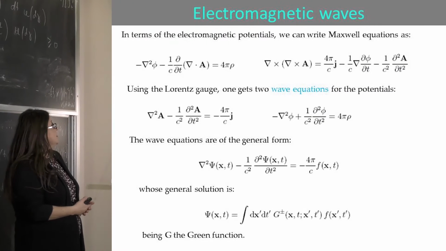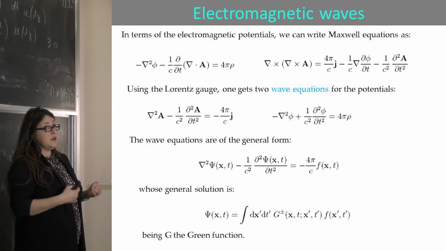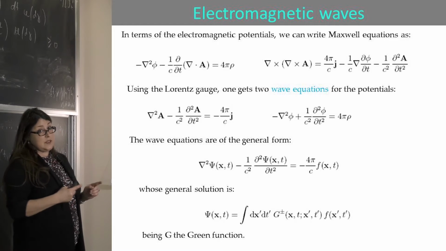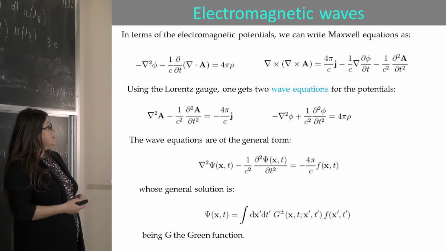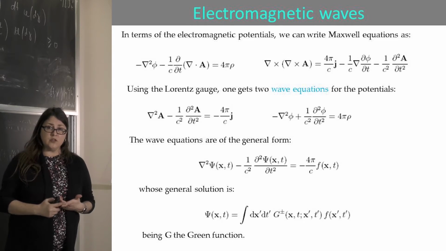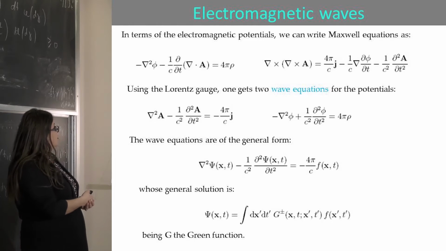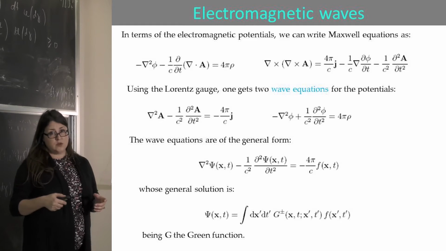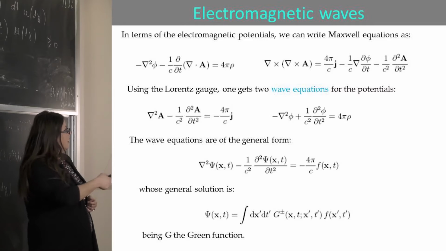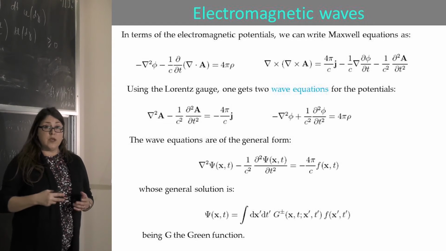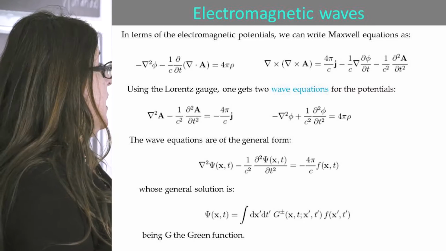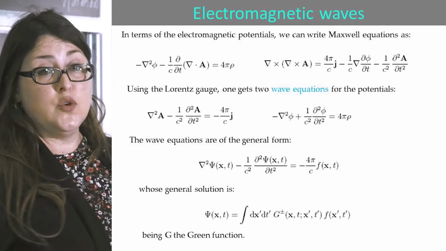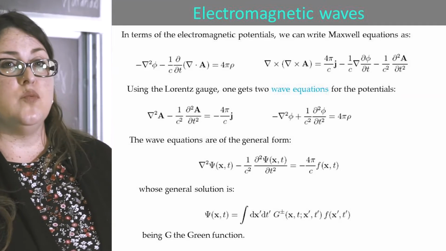So, in terms of the electromagnetic potentials, we can rewrite the Maxwell equations, and using the Lorentz gauge, we see that the scalar potential and the vector potential obey two wave equations. Basically, we reduced the four Maxwell equations on E and B to two wave equations for the electromagnetic potentials A and phi. What is the general solution of these wave equations?